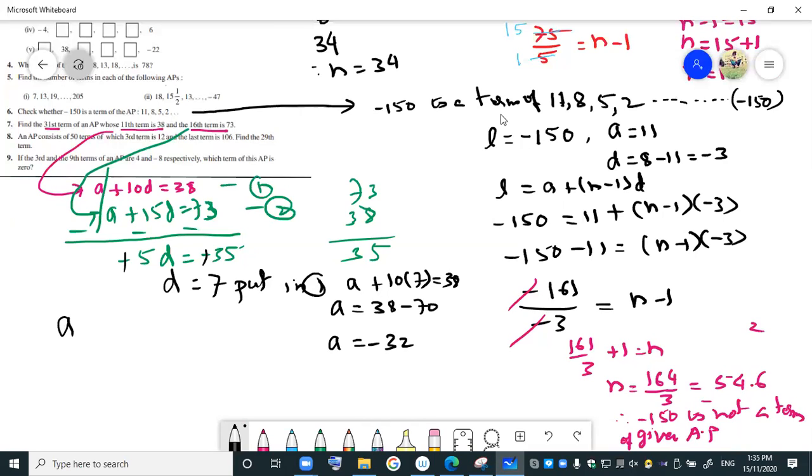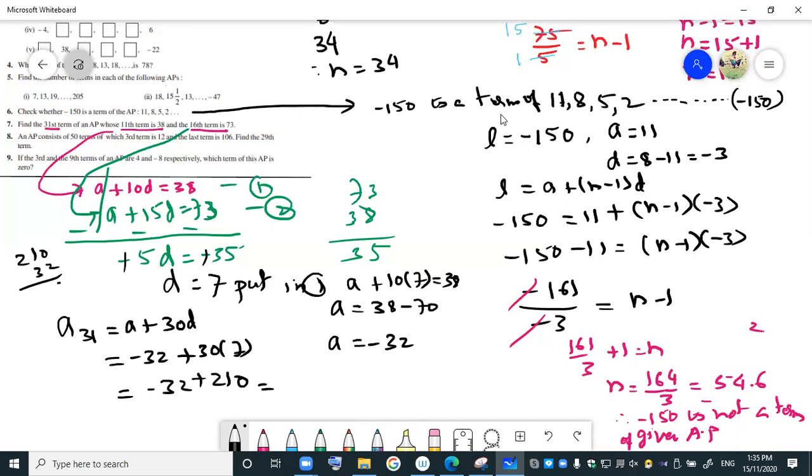Now you have to find the 31st term. So the 31st term will be equal to a plus 30d. Now substituting the values, a is equal to minus 32 plus 30 into d, d is 7, 7 times 30 is 210. 210 minus 32 is 178. So your answer will be 178.